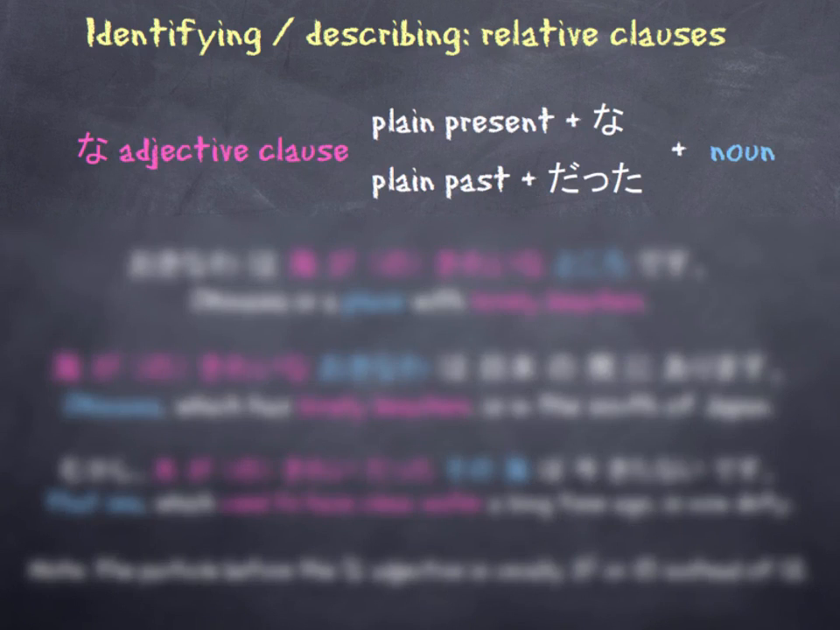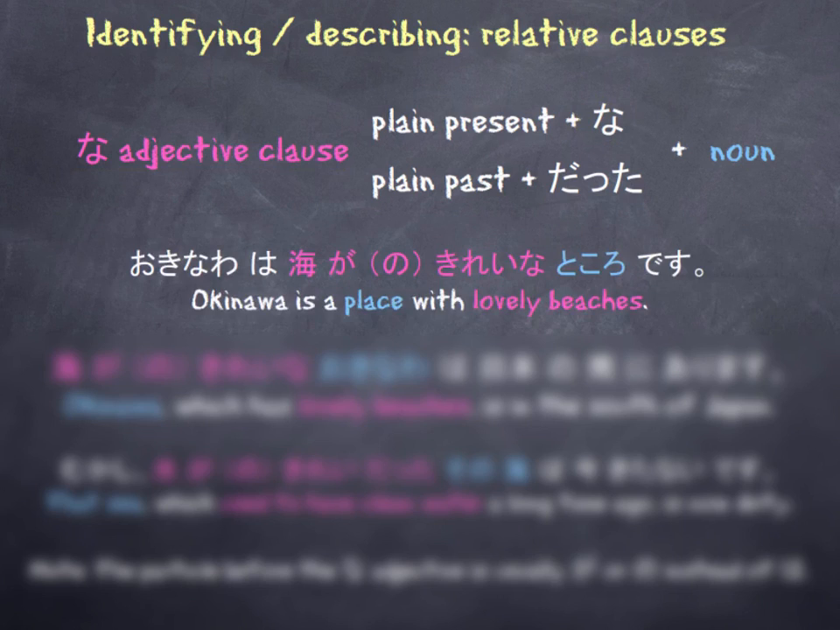So if we wish to do the same thing but with a na adjective clause, we're going to use the adjective in its plain present state followed by na, or its plain past followed by datta, and then followed by the noun. For example, Okinawa is a place with lovely beaches. Okinawa wa umi ga kirei na tokoro desu. So we have here our na adjective clause, which is umi ga kirei na, lovely beaches or pretty beaches. And our noun in this case is the word place, tokoro. So what we're doing is describing the place that has lovely beaches.